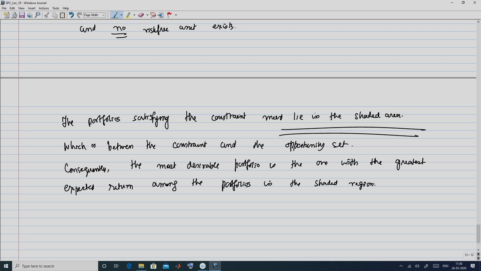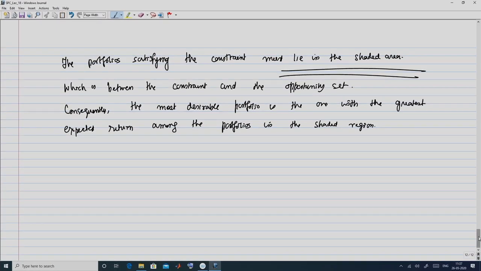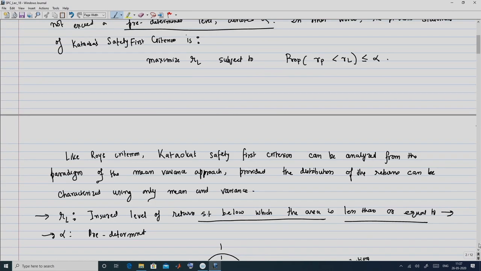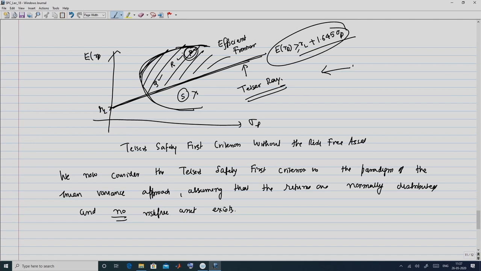So this means that the portfolios in the shaded region are the ones that satisfy the Telser's constraint, and once you have the collection of all the portfolios that satisfy the Telser constraint, you then have to look at the objective of the Telser's criteria, which is maximization of the expected return. So, amongst those which are lying in the shaded region, the most desirable portfolio is going to be the one which has the highest expected return. So, accordingly, if you go back to the figure, you will notice that this is going to be the portfolio P which lies at the top.